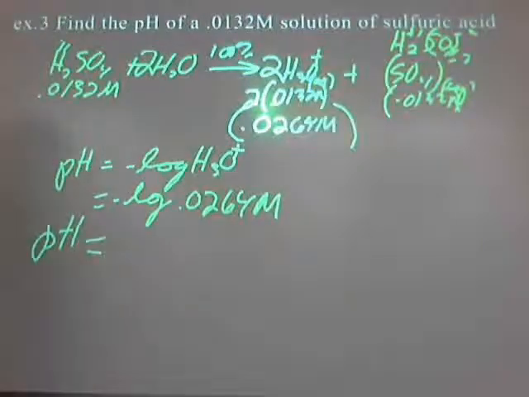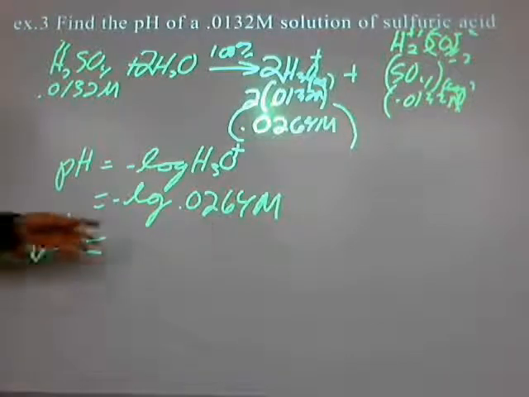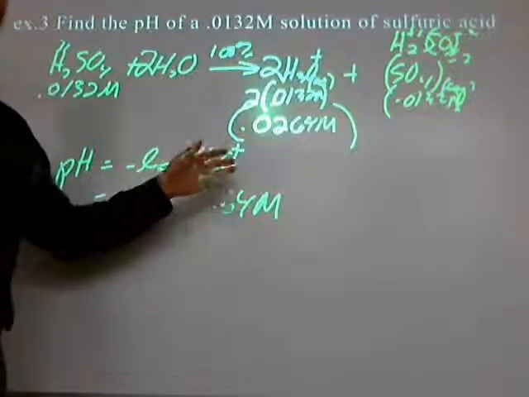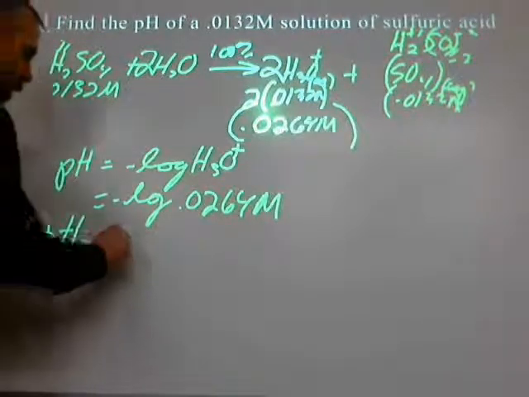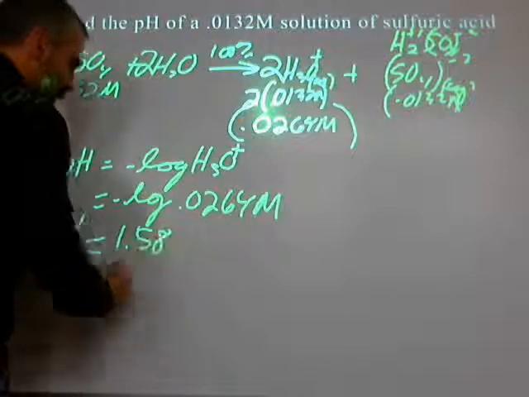You have to have a calculator to do this. It's going to be somewhere around, all right, this would be 2.64 times 10 to the negative second. So it's going to be somewhere around 2, but not exactly 2. What is it, Patrick? 1.58. 1.58.